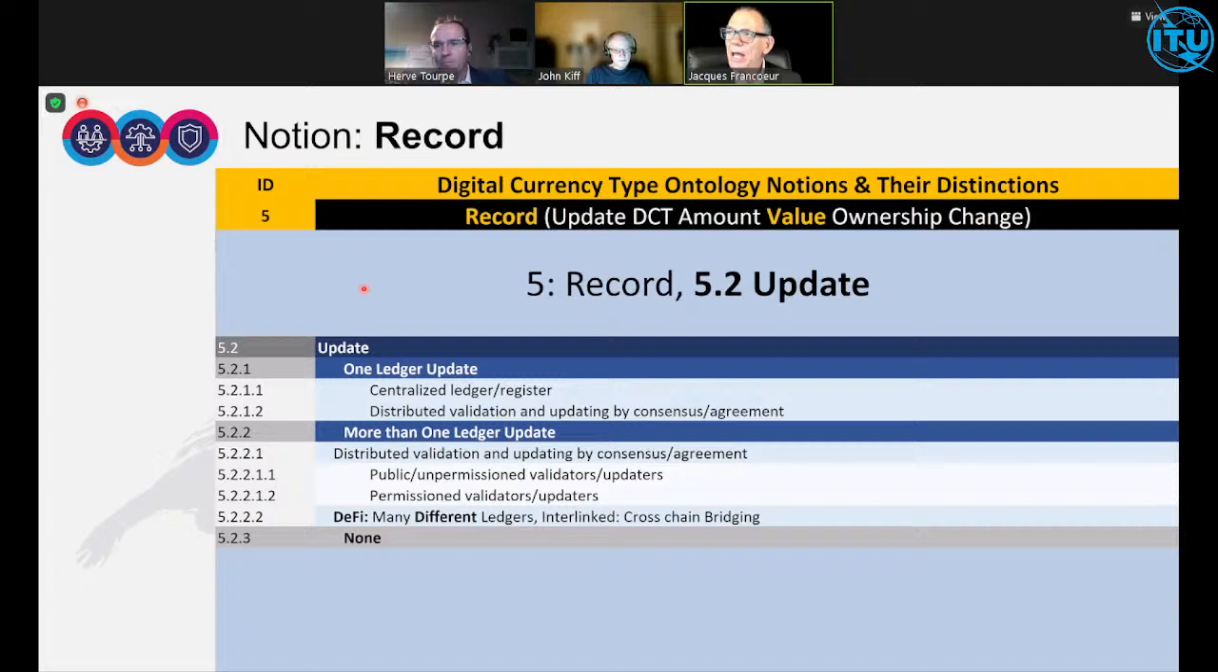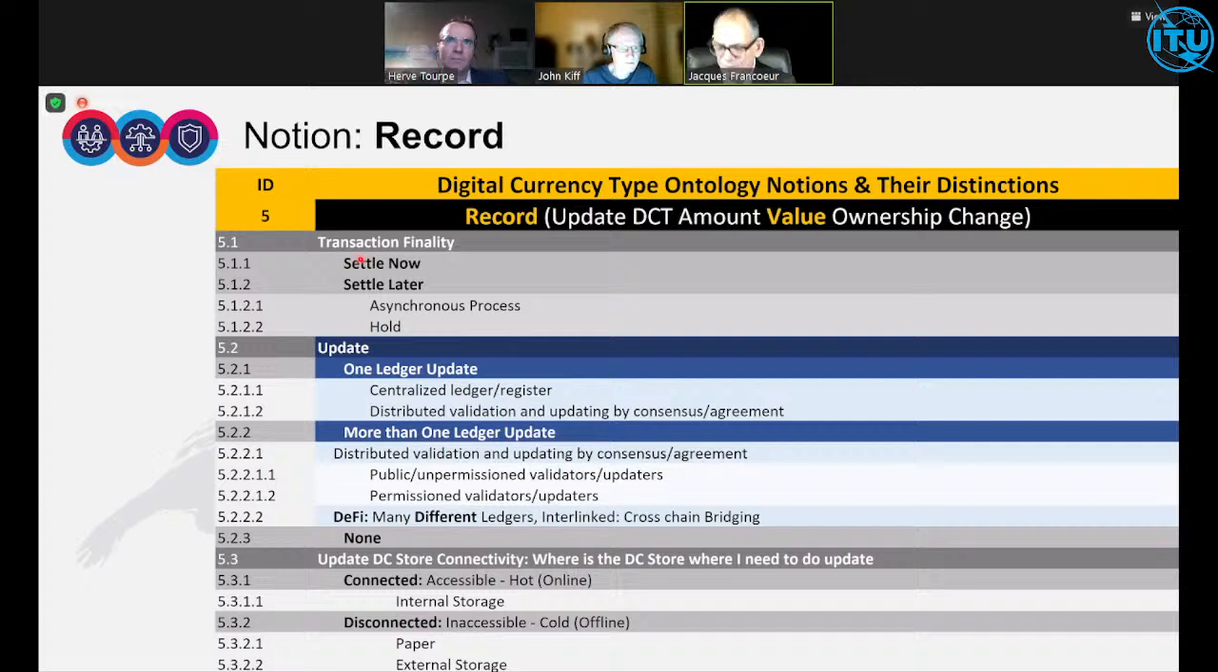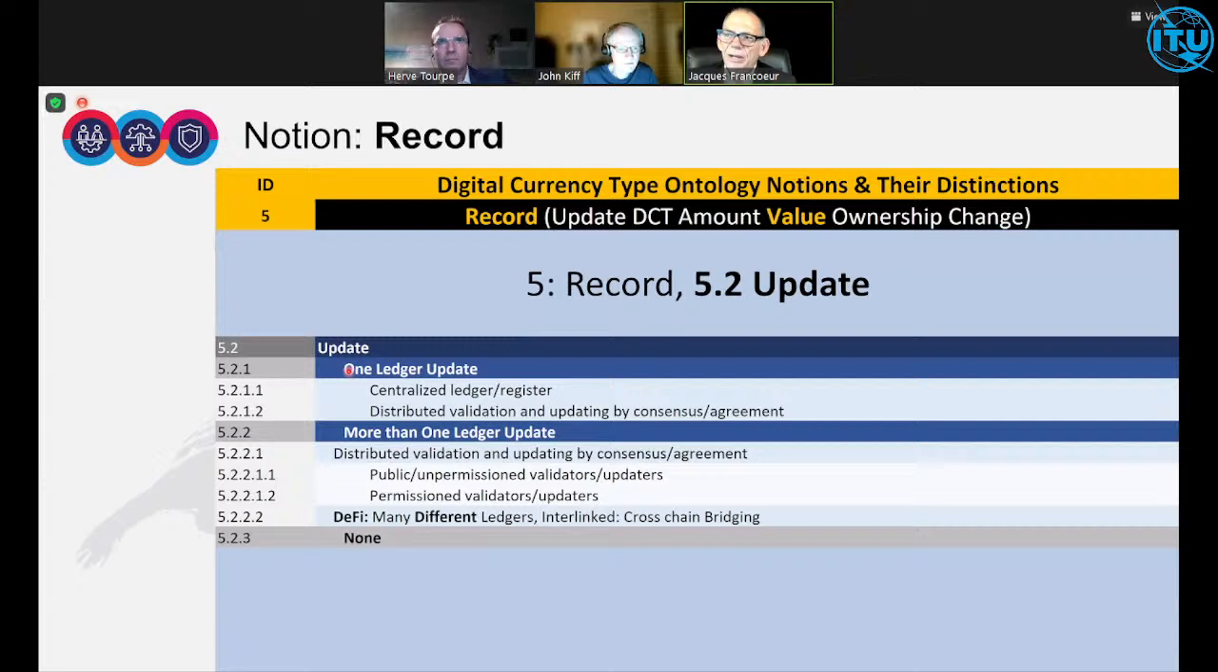Now everything is said and done, right? We went through an agreement, a smart contract. There's an outcome, a change of ownership. Let's record it. Now, we characterize what we are recording as an update in change of ownership. So here, record is mechanical. It's all happened. And if you look at settlement, transaction finality, in terms of how it's recorded, we take the approach of one ledger versus more than one ledger. And then even if it's one ledger, you have the centralized, this is still work in progress.